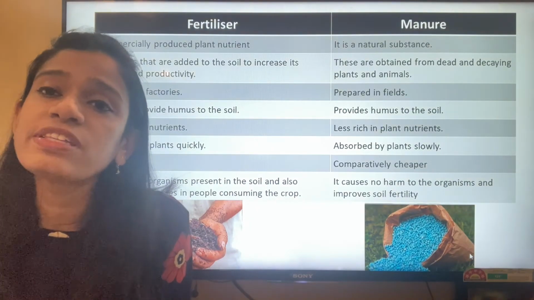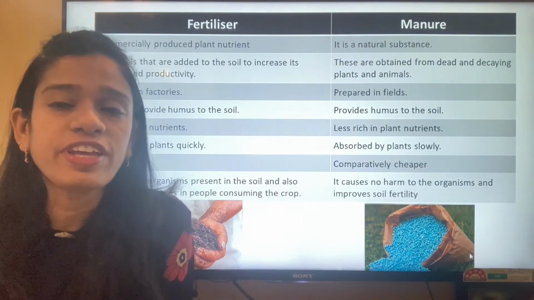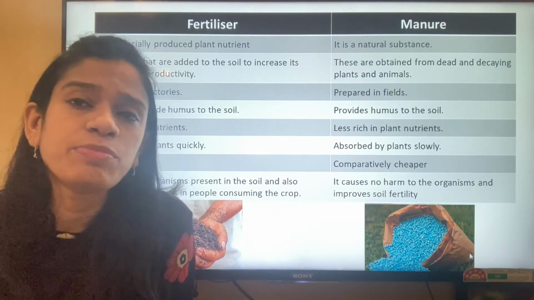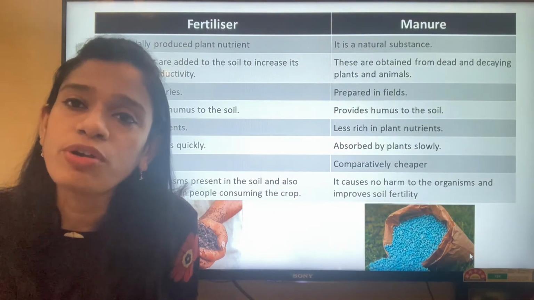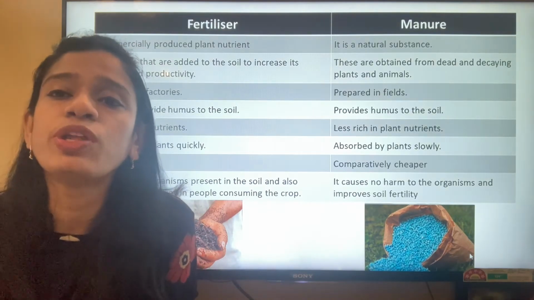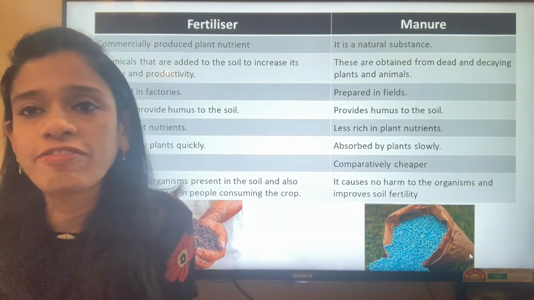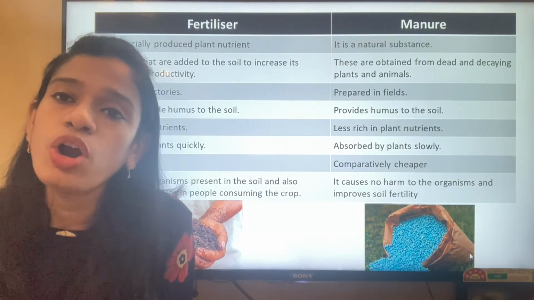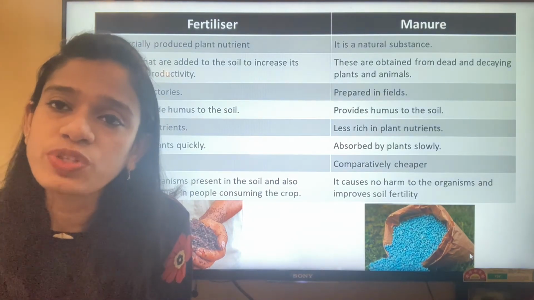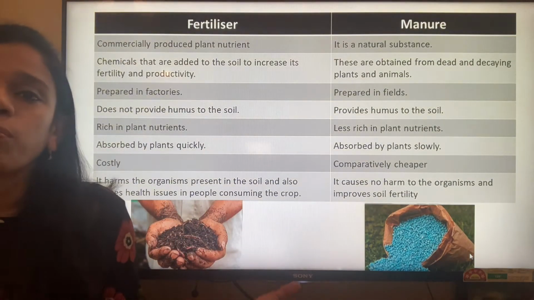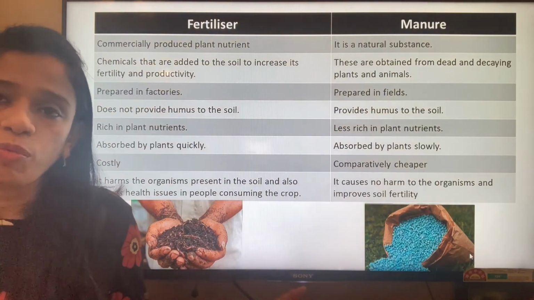It also affects the microorganisms that are living in the soil, like the earthworm. It might be the ants, it might be the snails or some other organisms. But in the case of manure, it is naturally made and so it does not affect the soil fertility or the other microorganisms which are there in the soil. So this is actually a very important part of the improvement in crop food resources.